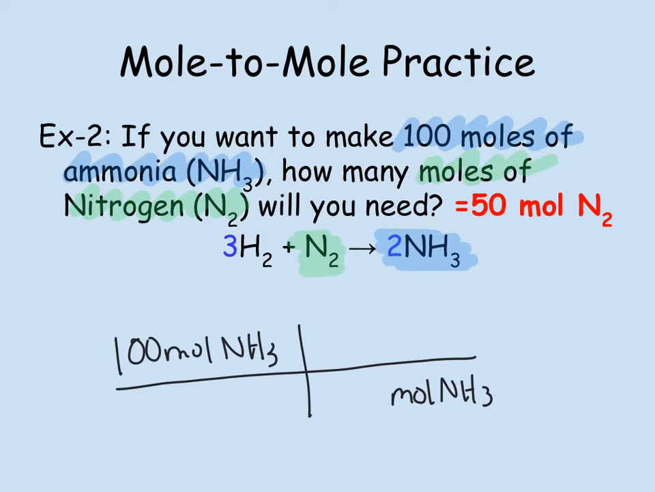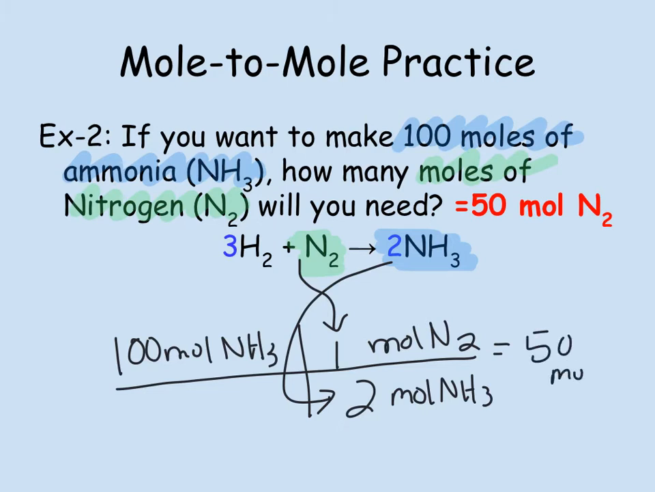So in this problem, I put moles of ammonia in the bottom. I'm going to put what I want to go. That is not the right color. I want it to be this color. I'm going to put moles of nitrogen in the top. And then all I'm going to do is literally find the coefficients and put them where they go. The coefficient in front of ammonia, 2. The coefficient in front of nitrogen, 1. 100 times 1 divided by 2 is 50 moles of nitrogen. This is a full and complete answer.